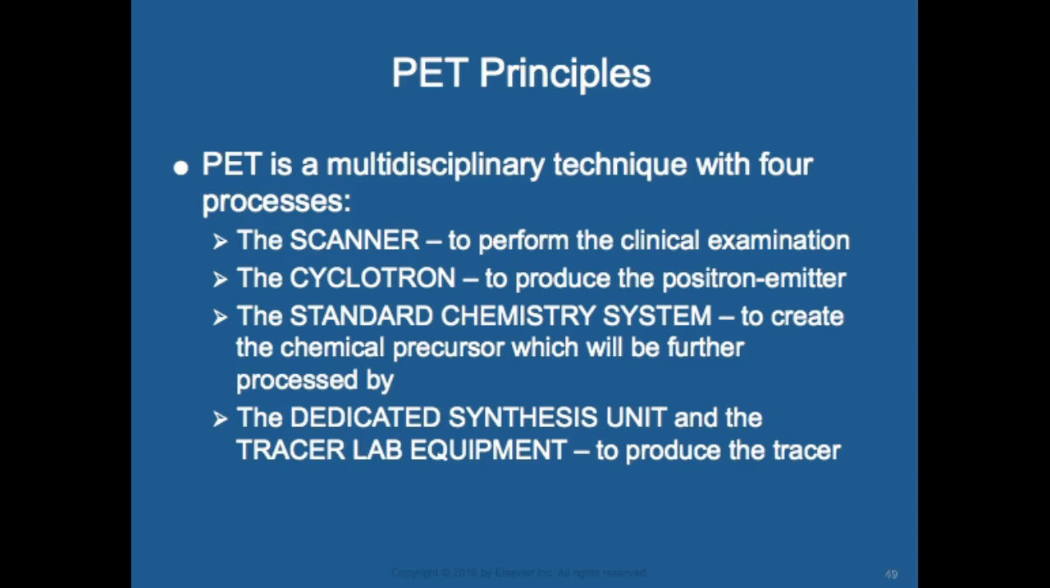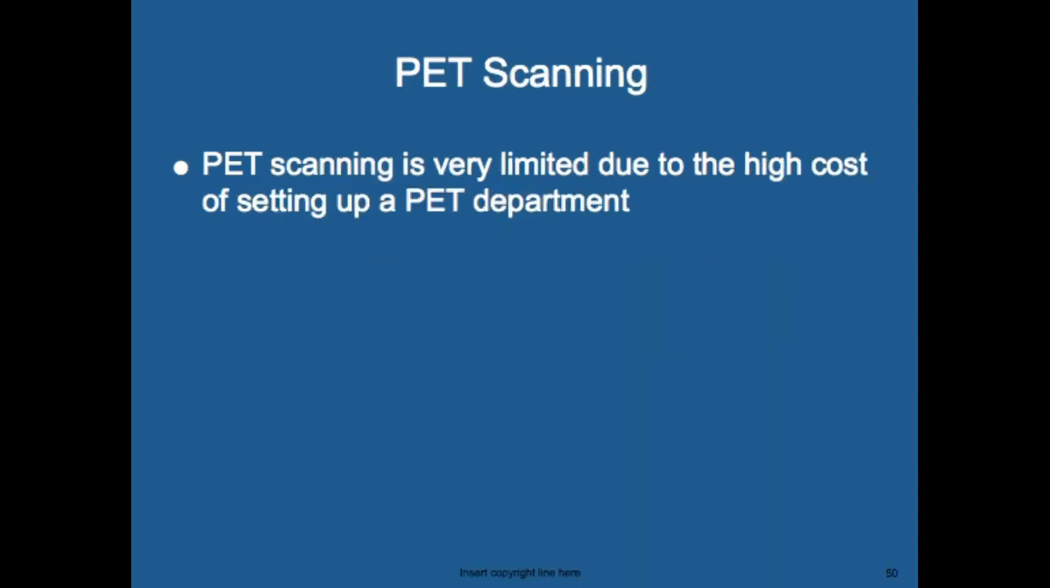So PET principles: PET is a multidisciplinary technique with four processes. You have the scanner to perform the clinical examination, the cyclotron to produce the positron emitter, and we can manufacture the isotope used. The standard chemistry system creates the chemical precursor, which will be further processed by the dedicated synthesis unit and the tracer lab equipment to produce the tracer. All of that is required in order to do PET imaging. PET scanning is very limited due to the high cost of setting up the PET equipment. So you'll see a lot of PET trucks.